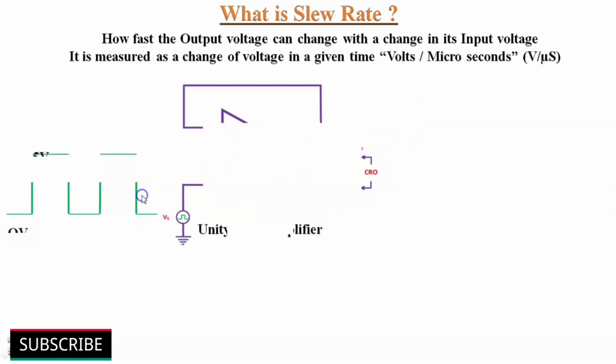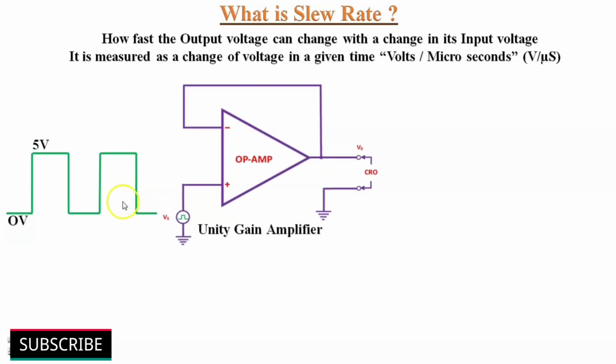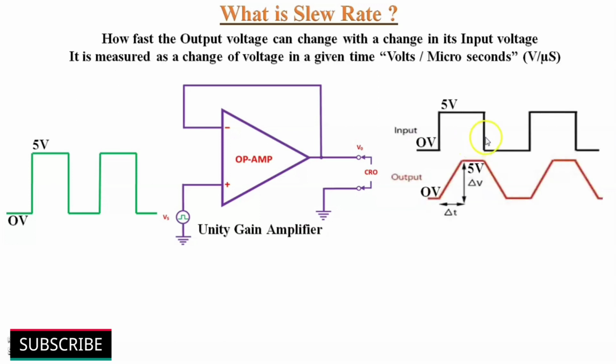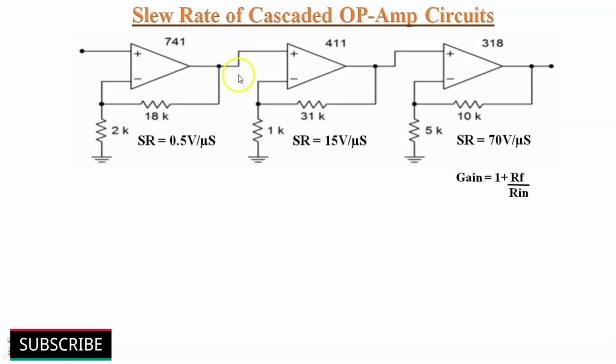If we apply a 5 volt square wave at the input of a unity gain op-amp, our output must be the same square wave of 5 volt. But the output appears like this. This means the output takes some time to reach 0 to 5 volt. The delay time to reach 0 to 5 volt is because of the slew rate of the op-amp. Slew rate of an op-amp is given in its data sheet. Now let's observe the slew rate of cascaded op-amp circuits with an example.